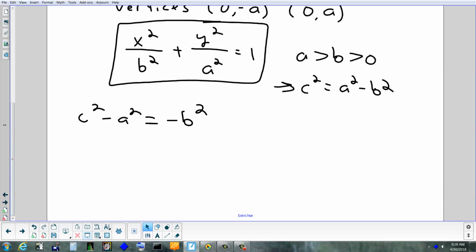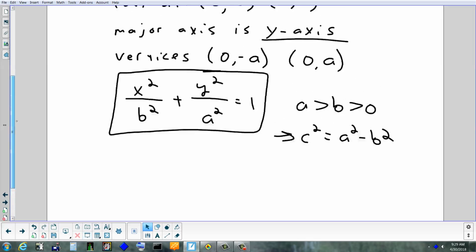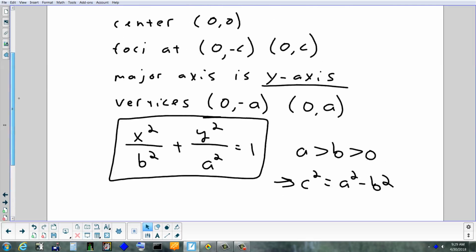Is that equation that I just put here different than the other one that has an arrow pointing to it? No. They just move something to the other side. Right? So there's tons of different ways you can rearrange it. But that's generally how I write it. C squared equals A squared minus B squared. Okay. Any questions on that equation?